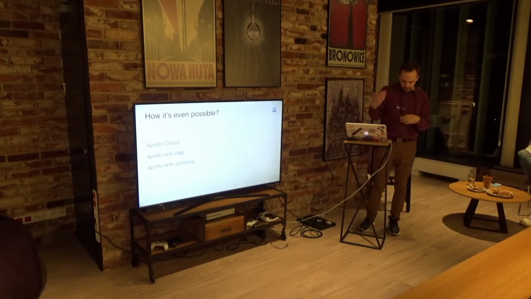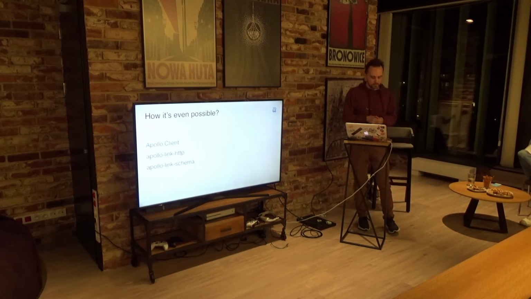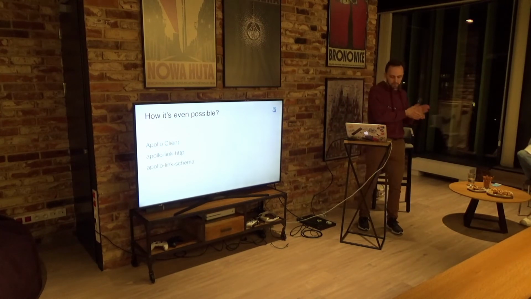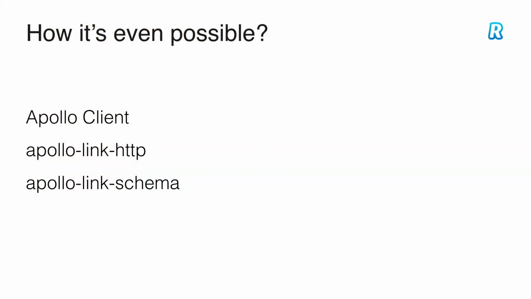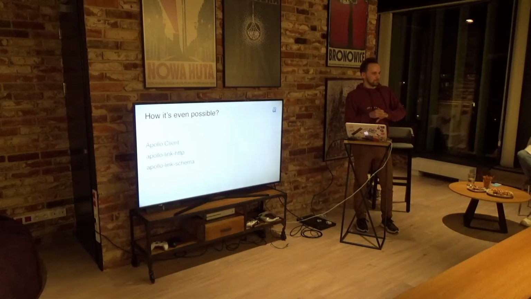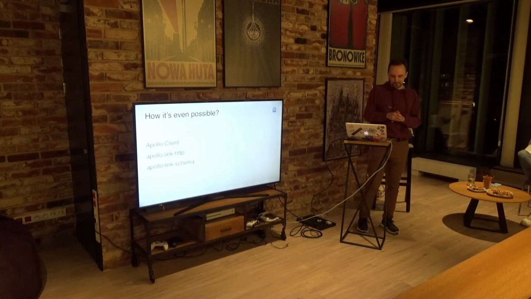So there's that regular thing, Apollo Link HTTP. It's the regular one when your actual GraphQL endpoint is over HTTP. Another one is Apollo Link Schema, which is basically used for unit tests to mock up all of the resolvers on the client, so you don't actually go and call a real server.